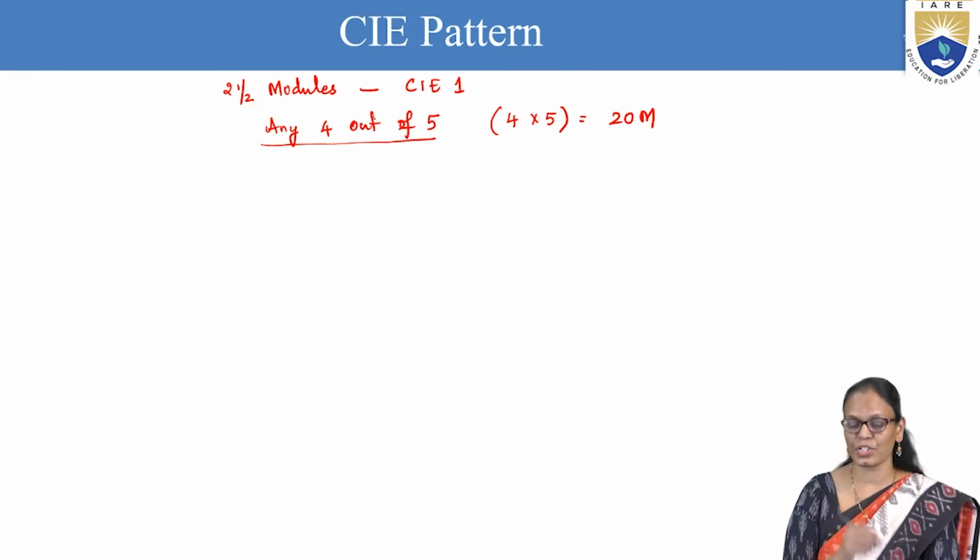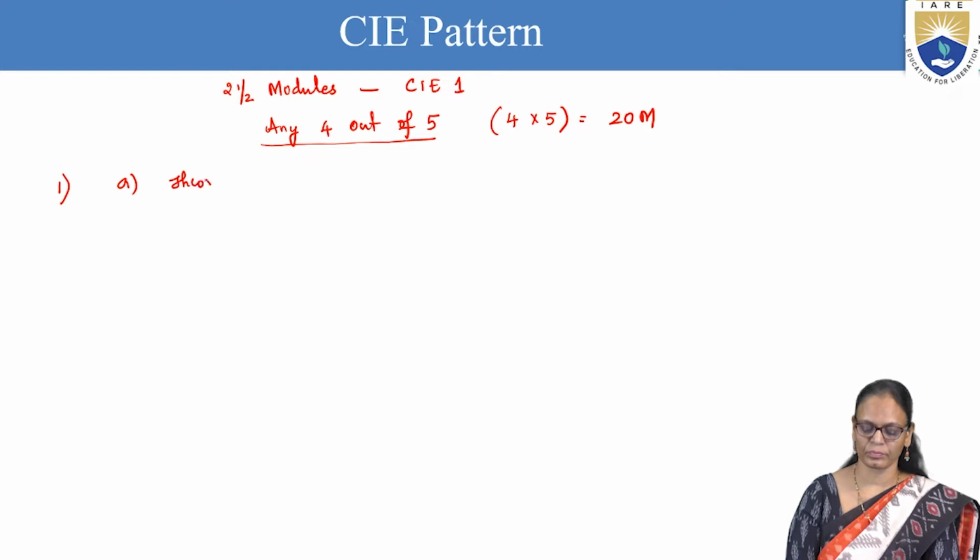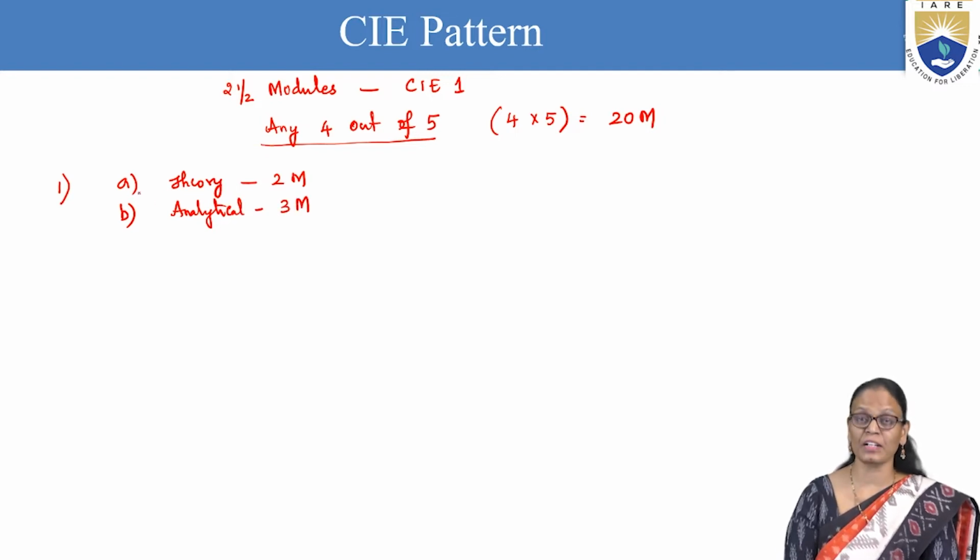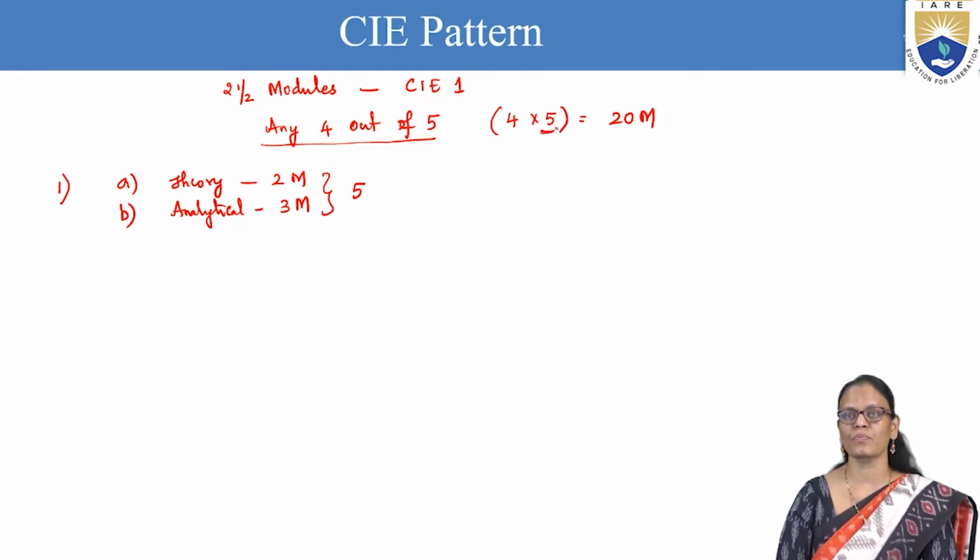And how will the questions be here? First question, A part will be theory for 2 marks and B part will be analytical. In all the questions, A part will be theory and B will be analytical. Theory question for 2 marks and analytical question for 3. So put together 5. That is what I said. Each question carries 5 marks.